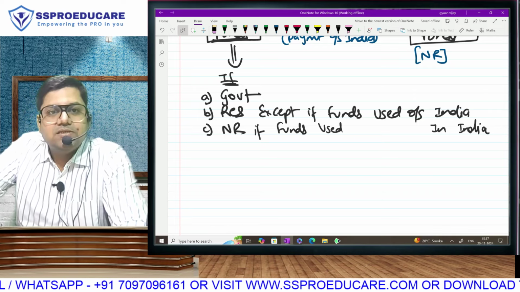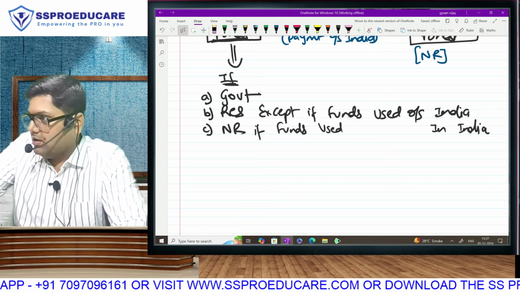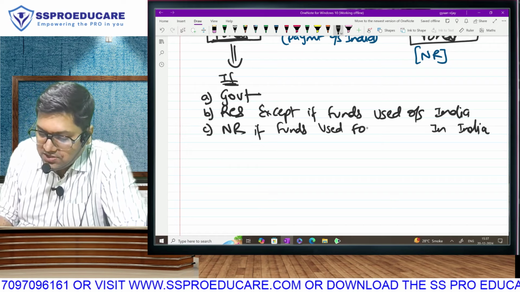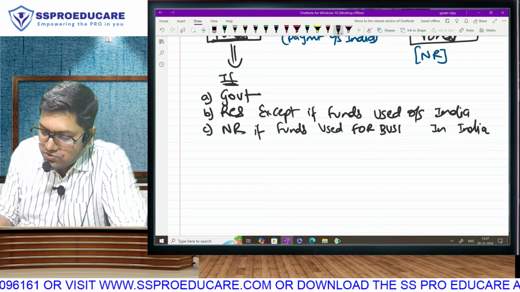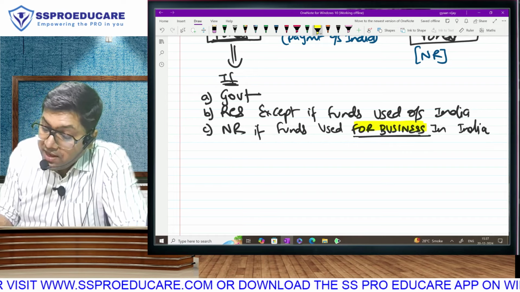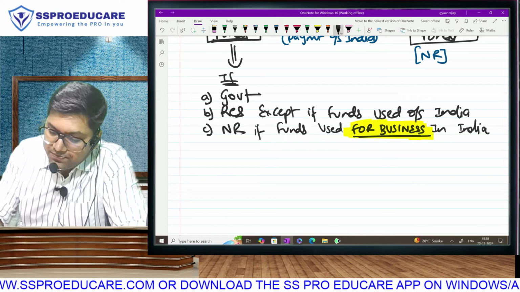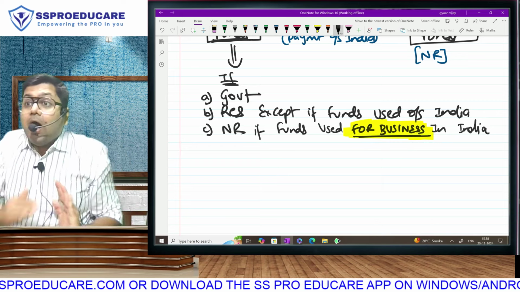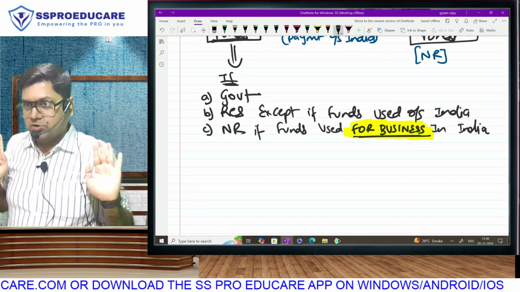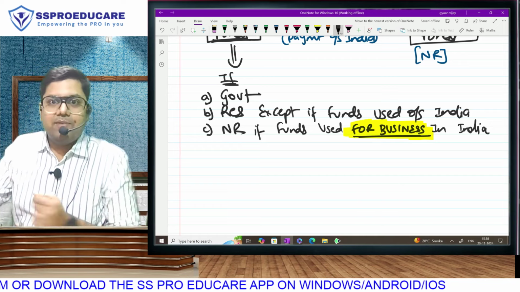The second case is a non-resident using funds of a non-resident in India. If the funds are used in India, then it is Indian income. But for this, they have mentioned that the funds are being used for business in India. Then only it is Indian income. Meaning, I am a non-resident. I have borrowed money from another non-resident for my business and I am using that money for business in India, then it is Indian income.